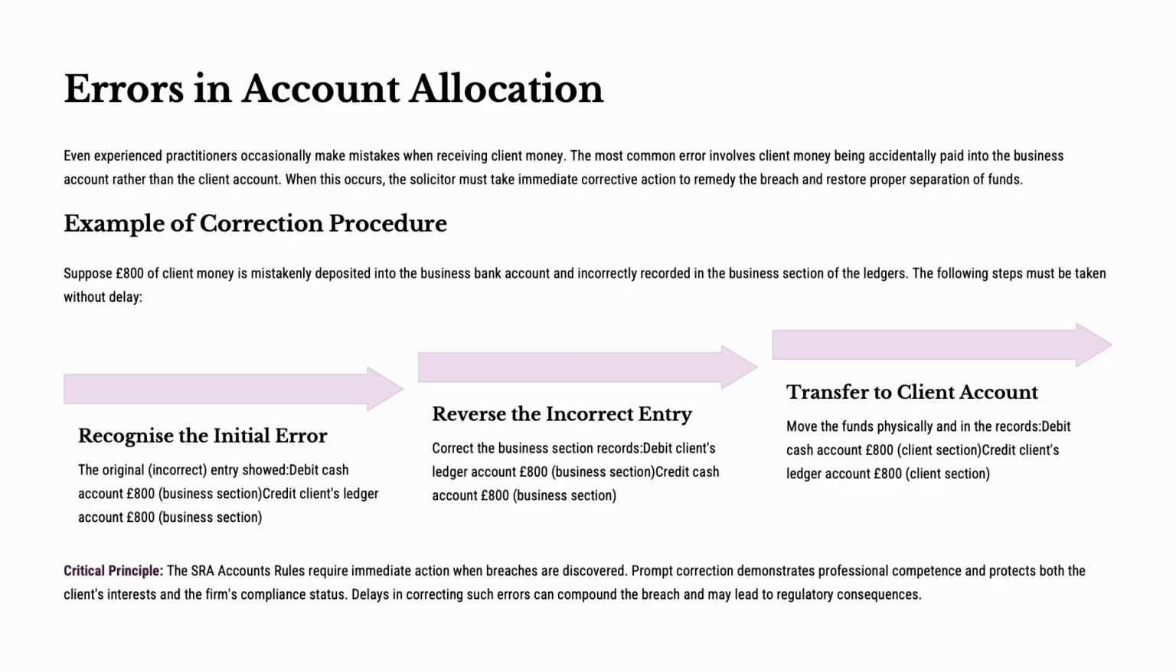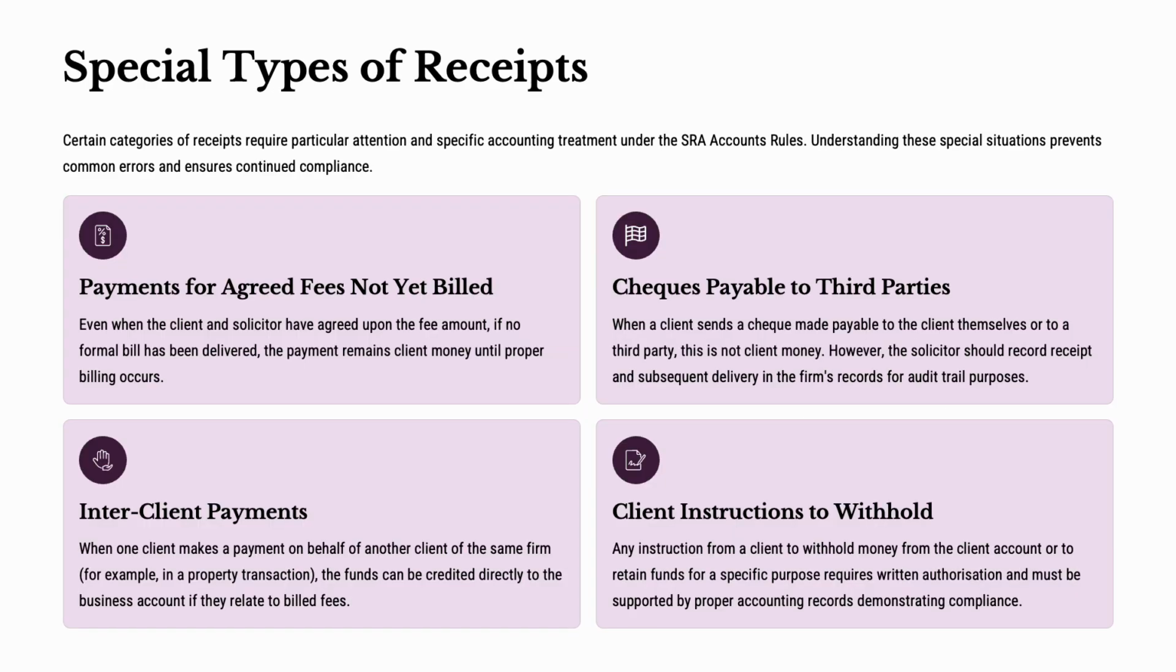So all these, like, once you have recognized the error, reverse the incorrect entry, and then transfer it to client account. So these are 3 steps. You need to understand all of them, and it will make your life easy in your SQE1 exam and afterward.